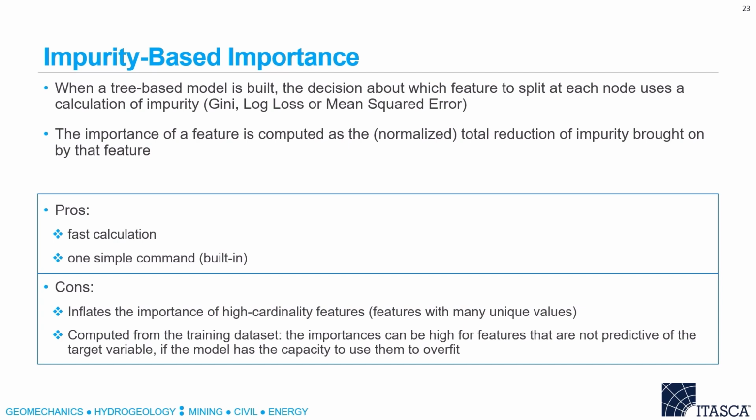The cons of this method are that it greatly inflates the importance of high cardinality features. In other words, features with many unique values. Another big disadvantage is that it's computed from the training set and not the held out test set. The importances can be high for features that are not predictive of the target variable if the model has the capacity to use them to overfit.